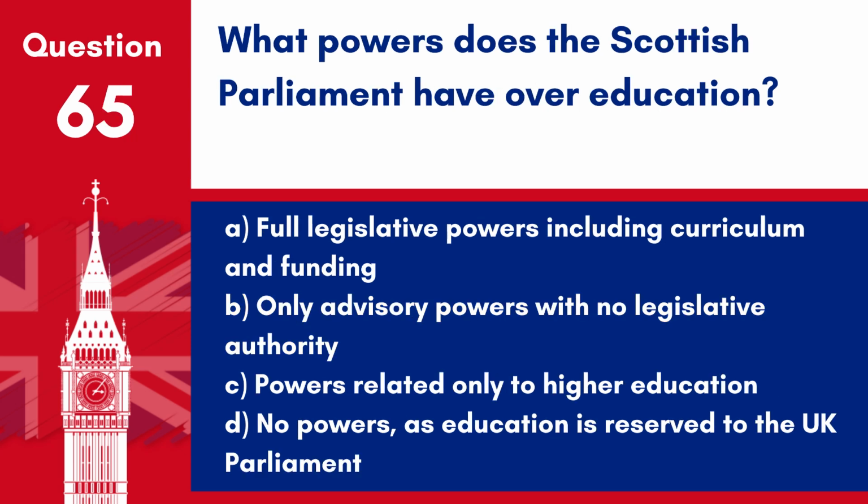Question 65. What powers does the Scottish Parliament have over education? A. Full legislative powers including curriculum and funding. B. Only advisory powers with no legislative authority. C. Powers related only to higher education. D. No powers, as education is reserved to the UK Parliament.